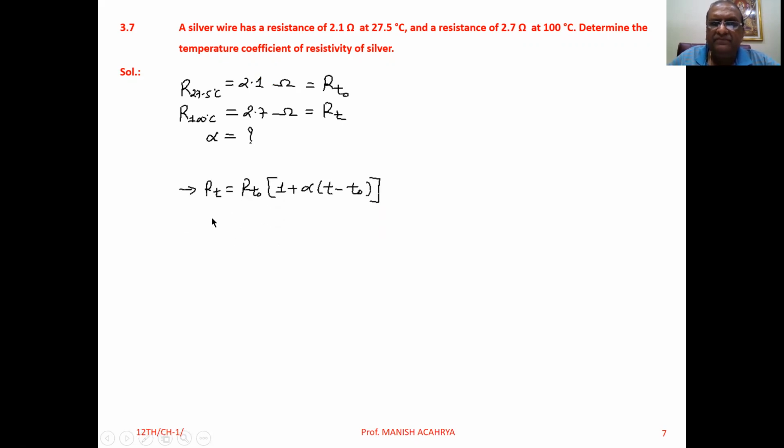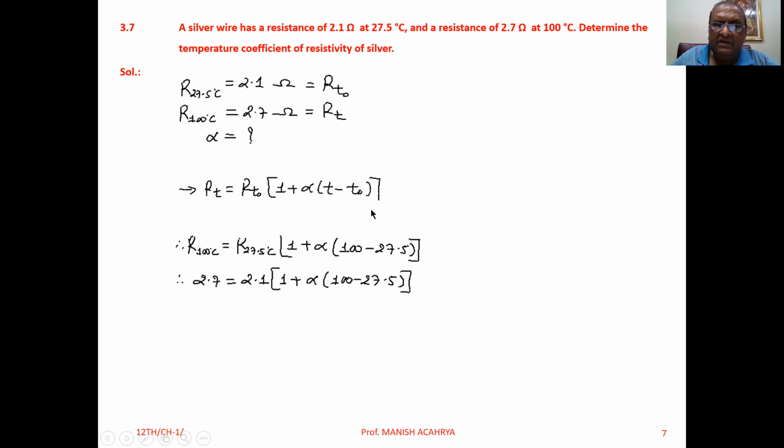Very simple. Resistance at temperature T equals resistance at reference temperature T0 into 1 plus alpha into T minus T0. This is our equation.